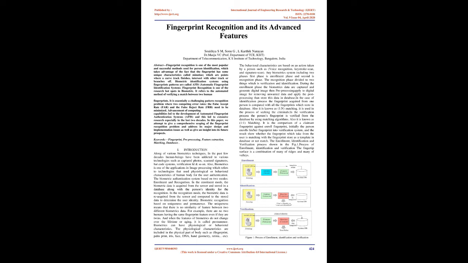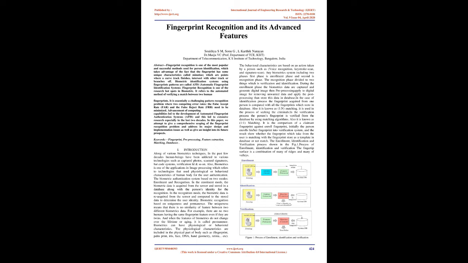Biometric identification systems using fingerprint patterns are called AFIS, Automatic Fingerprint Identification System. Fingerprint recognition is one of the research hotspots in biometrics. It refers to the automated method of verifying a match between two human fingerprints. It is essentially a challenging pattern recognition problem where two competing error rates, the false accept rate, FAR, and the false reject rate, FRR, need to be minimized.